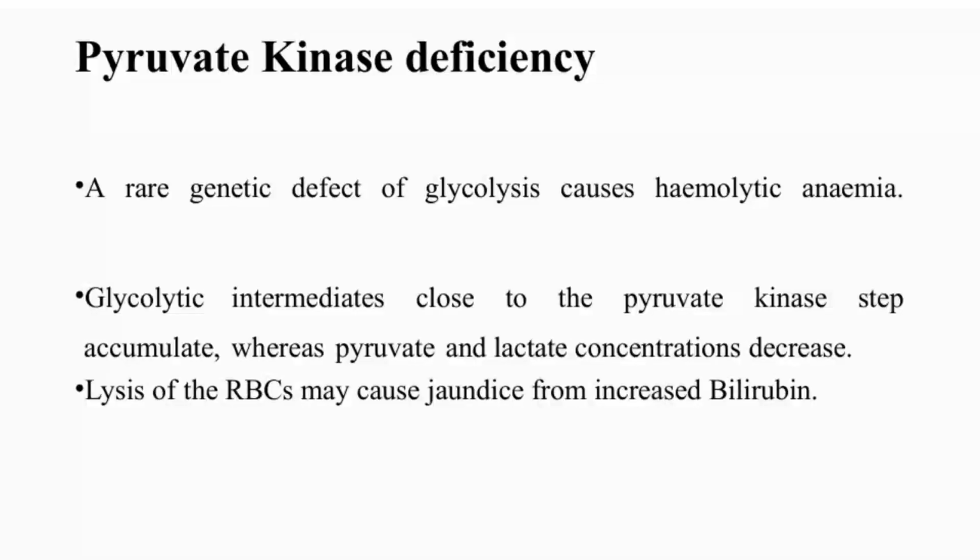This increased destruction, or lysis, of red blood cells can lead to jaundice, which is due to the buildup of bilirubin from the breakdown of hemoglobin. The key point here is pyruvate kinase deficiency, which disrupts normal glycolysis in red blood cells, leading to their premature destruction and resulting in hemolytic anemia. This highlights how a single enzyme defect can have significant effects on cell survival and overall health.